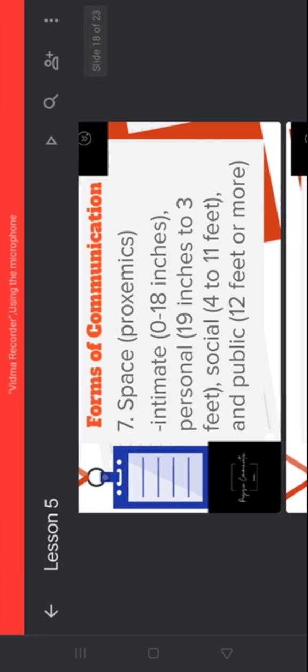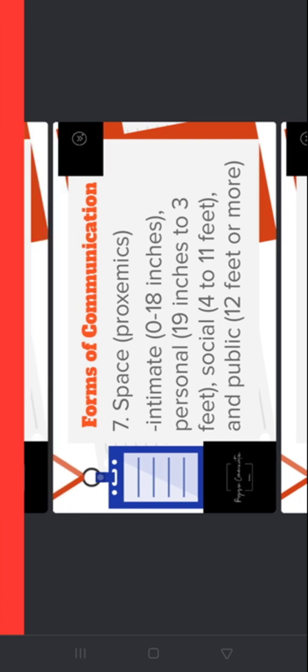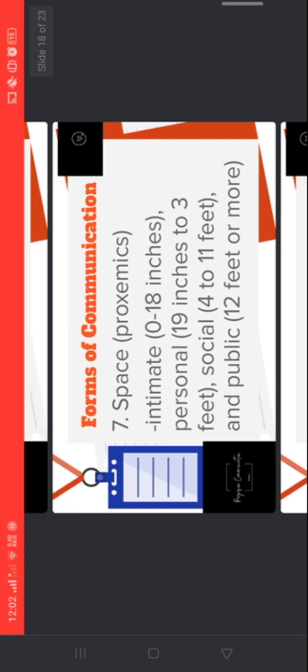Okay. Do you know, class, that when you use spaces, it will send a message and it will tell us what your relationship is with other people. For example, for your seat arrangements, sometimes we tend to sit beside a person who is close to us, right? So that will send a message that our spaces with other people tell us the level of relationship with them, how close we are with them.